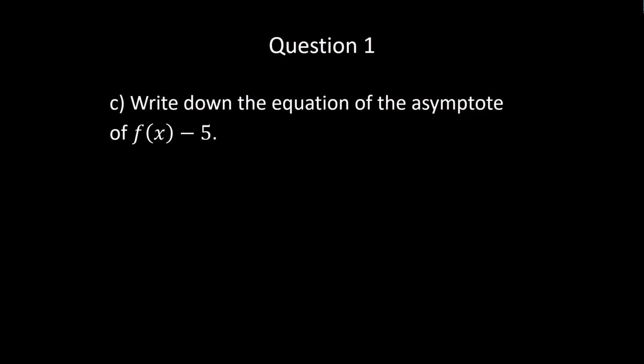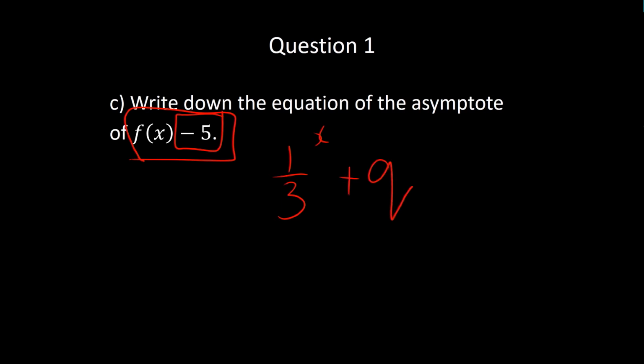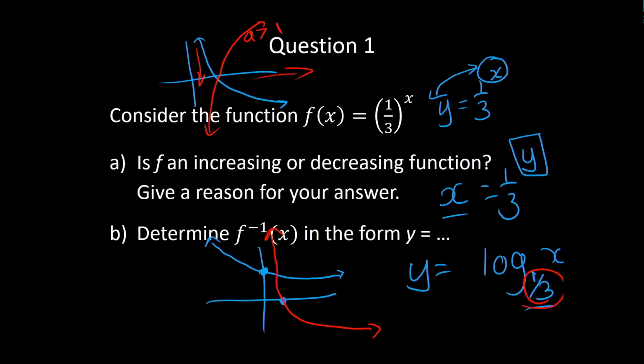All right, let's have a look at the next question. They say write down the equation of the asymptote of f of x minus 5. So remember, when we're looking at an exponential graph of a third where it's plus q here, a vertical movement where we've either added or subtracted a value of q shifts the graph up or down on the axis. So if we're looking at f of x, which was a third to the power of x, we are now subtracting 5 from that whole function. So therefore, your graph is moving 5 units down.